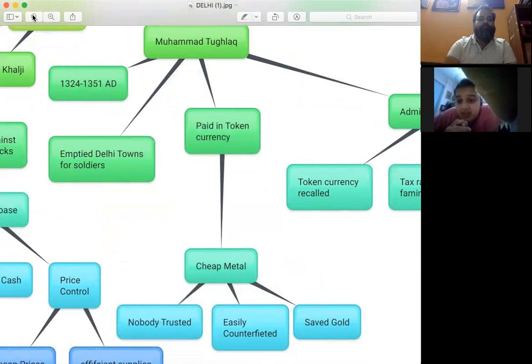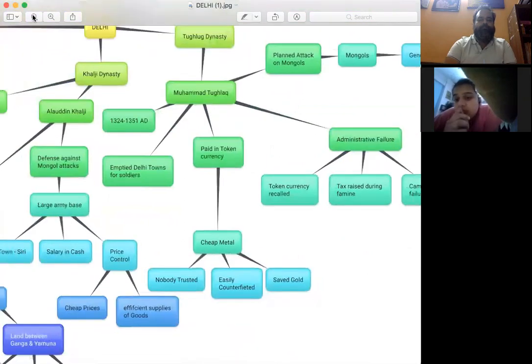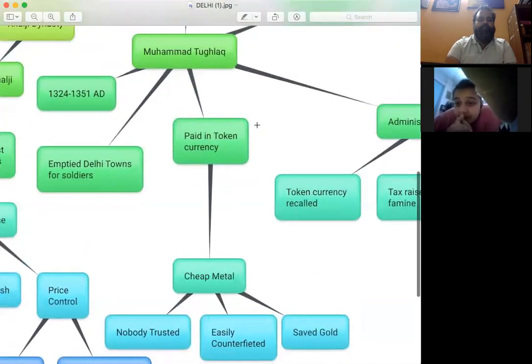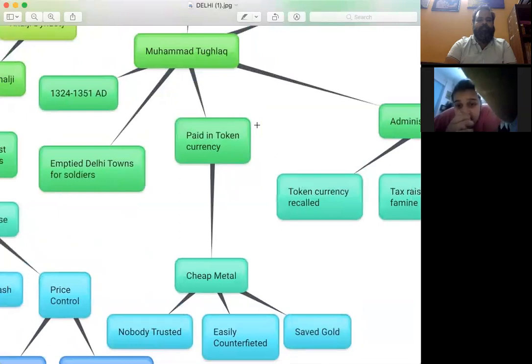Okay, sir. So why did he use cheap metal instead of gold? Probably he did not have that much gold. That could be one of the reasons. Or he did not want that much gold to be in the market with other people. He wanted to save gold for himself and make use of some cheap metal for making currency. That could be one of the reasons.